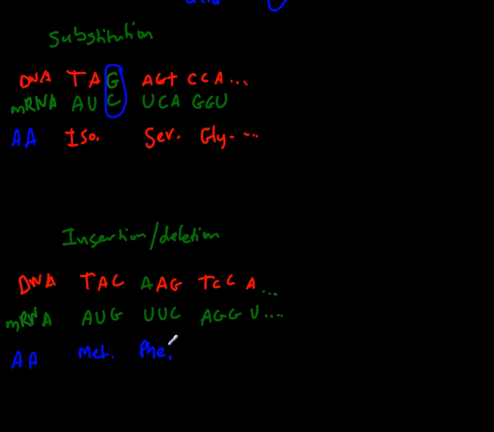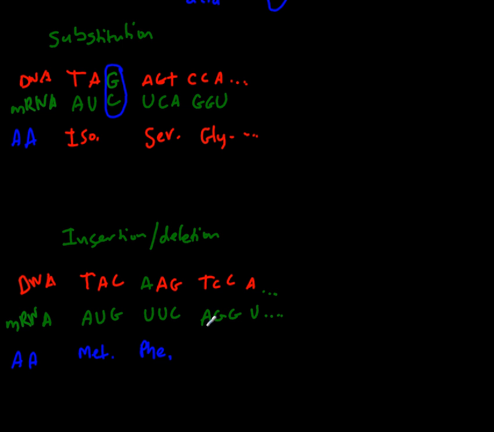So this amino acid is affected, and then the next one will also be affected because what it does, it throws off our reading frame. Since we're reading it 3 at a time, it changes all of the rest of the mRNA sequence, so we're reading everything differently.